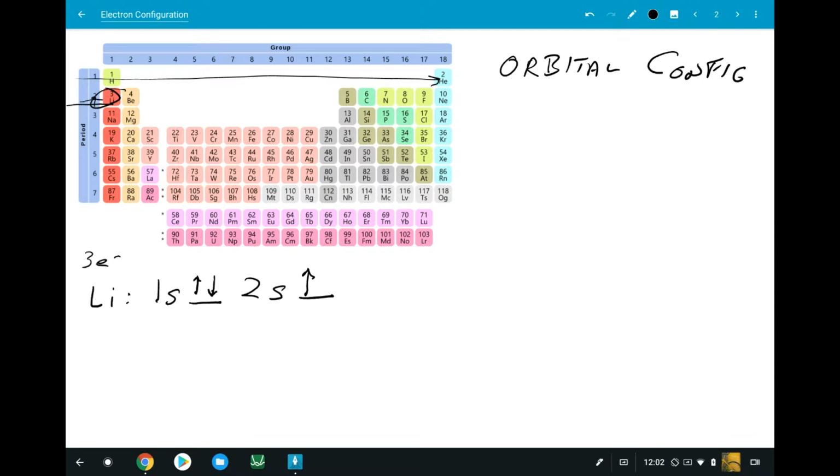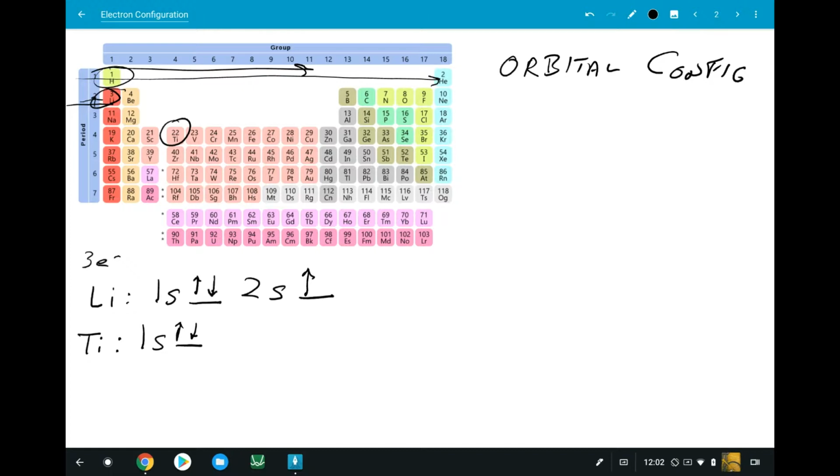Now, let's try something a little more complex, a little longer. Let's take a look at, let's say, titanium, Ti. So Ti. And then I'm going to go row by row, cycling down to titanium. So here we go. I'm going to go 1s, a dash, because I'm starting at the hydrogen and working my way over. So 1 up, 1 down.